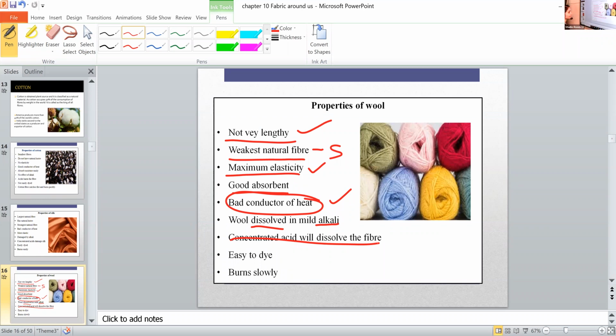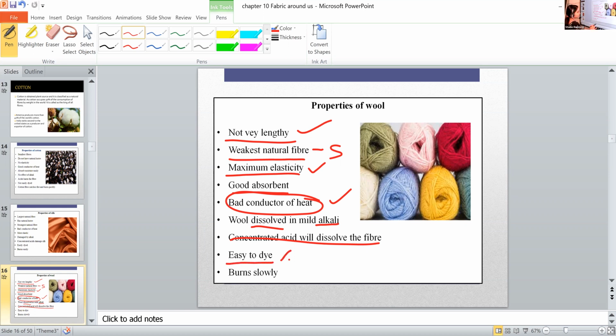But it's not affected by mild acids. There are two types of acids, mild and concentrated. With mild acids, there is no effect, but concentrated acids will definitely damage the fibers, or dissolve them. Sometimes it completely dissolves the fiber, and it is easy to dye.